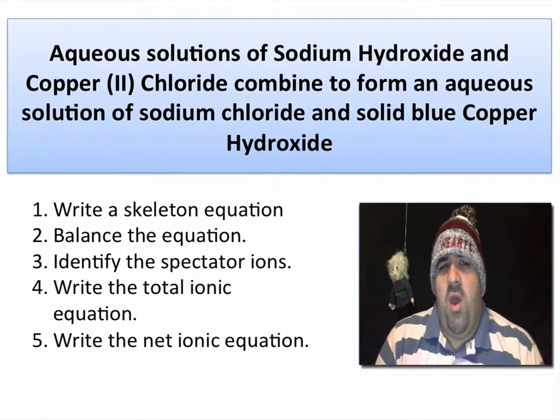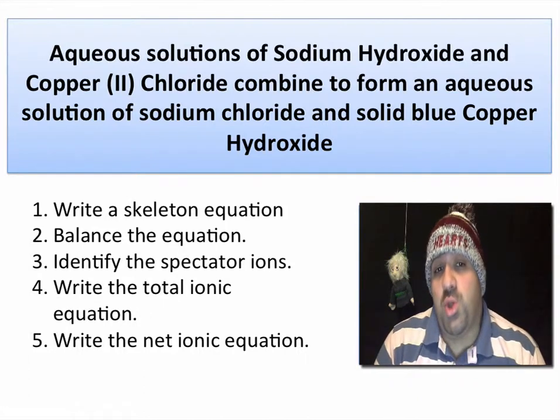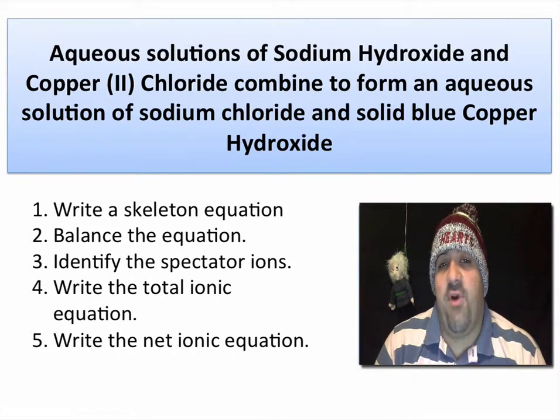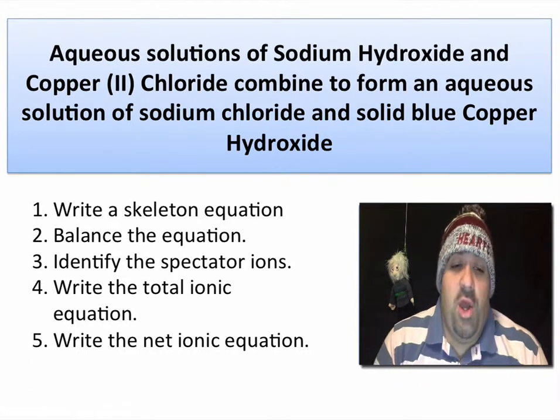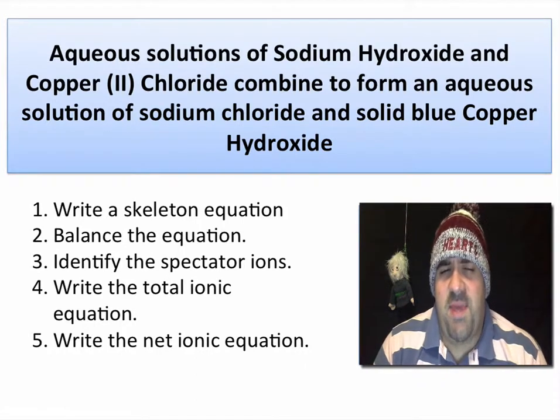So we have aqueous solutions of sodium hydroxide and copper 2 chloride. They're combining to form an aqueous solution of sodium chloride and solid blue copper hydroxide. So we're going to write a total and net ionic equation for this. And there's some steps we have to take first.